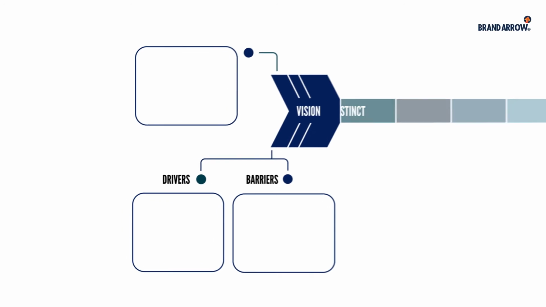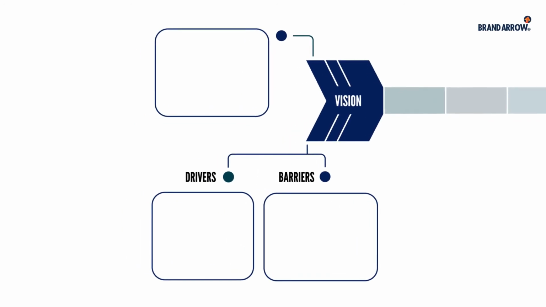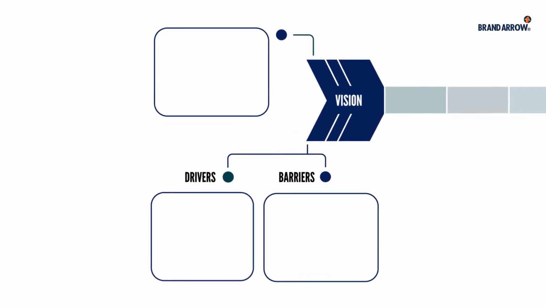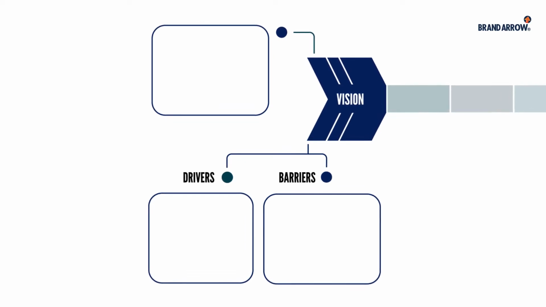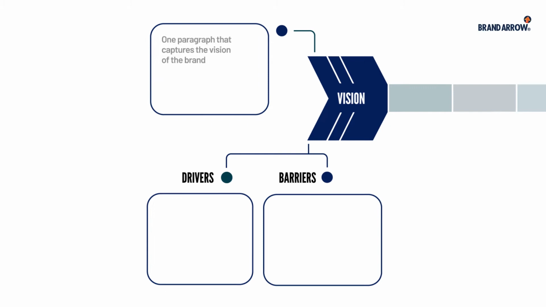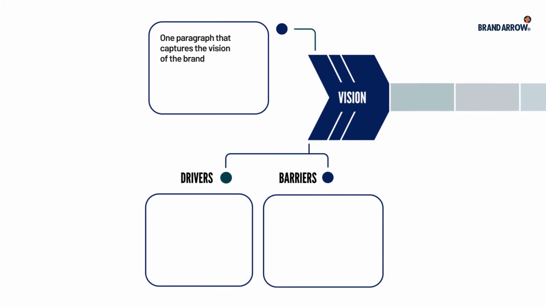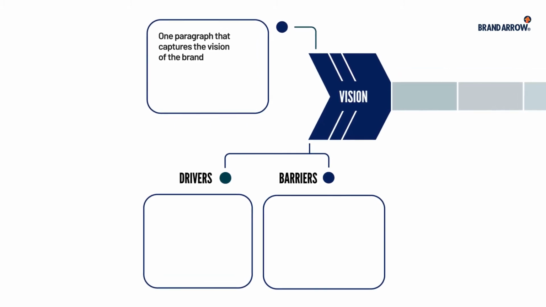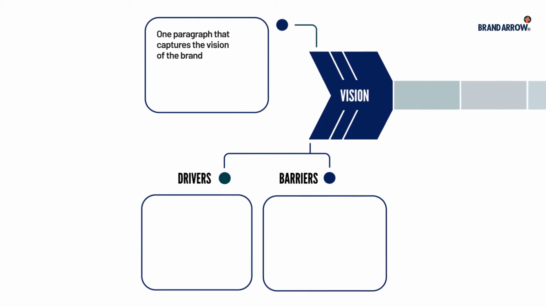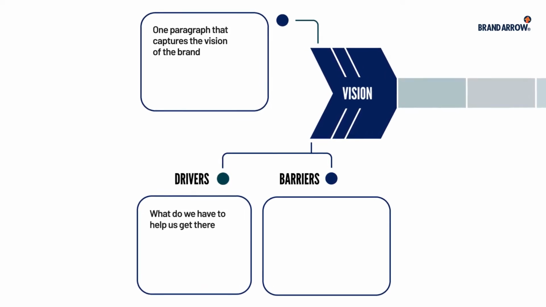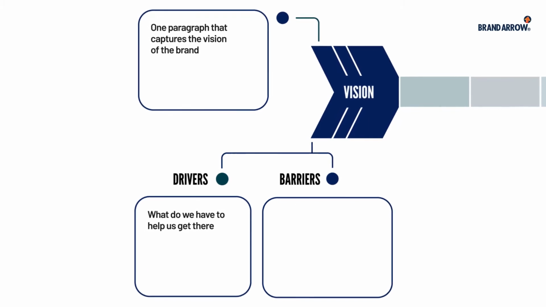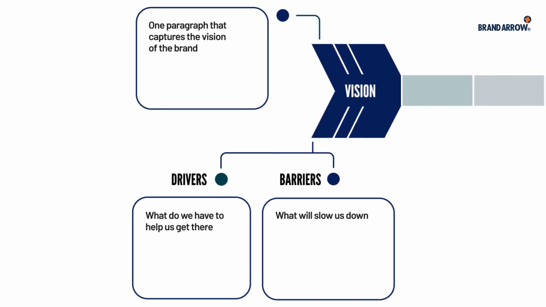At the back of the arrow, you'll find the flight or the feathers, whose job it is to keep the arrow's direction straight and true. And this is where we house the brand vision. And its role is to keep the brand going in the right direction. Once the vision is defined, it allows us to ask, what do we have to help us get there, our drivers, and what will slow us down, our barriers?